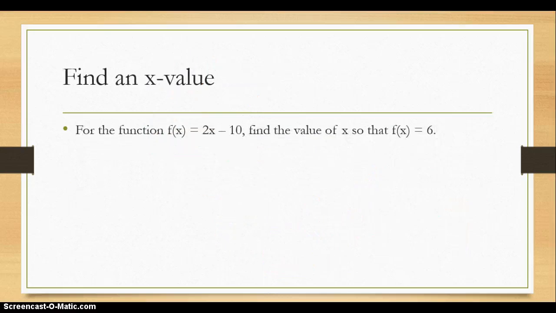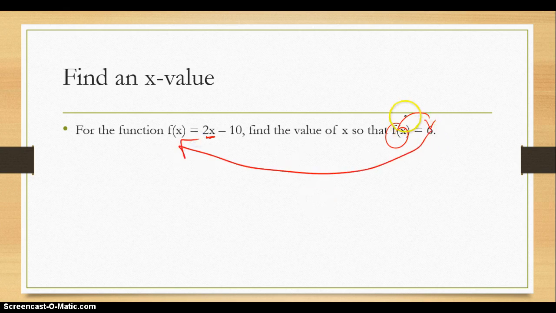So now we're trying to find the x value. They're telling us that the function of x will equal 6. So we're going to plug 6 into this. They're telling us our y. They're really saying that y equals 6. So 6 equals 2x minus 10. So find out what our x is.